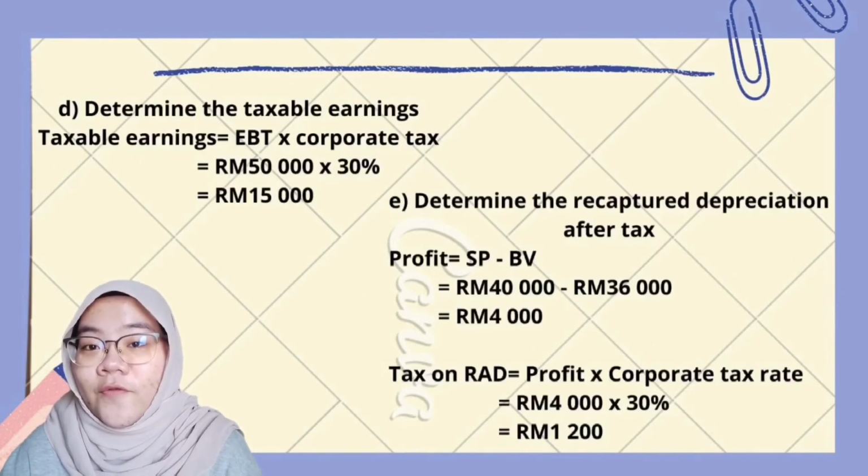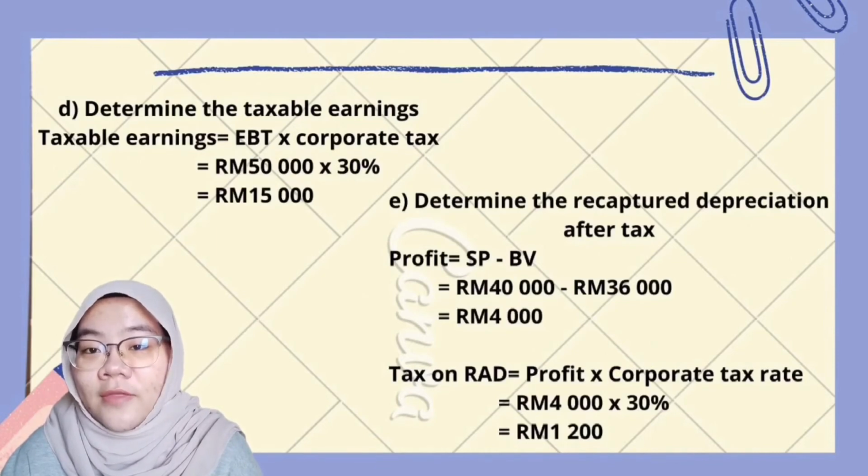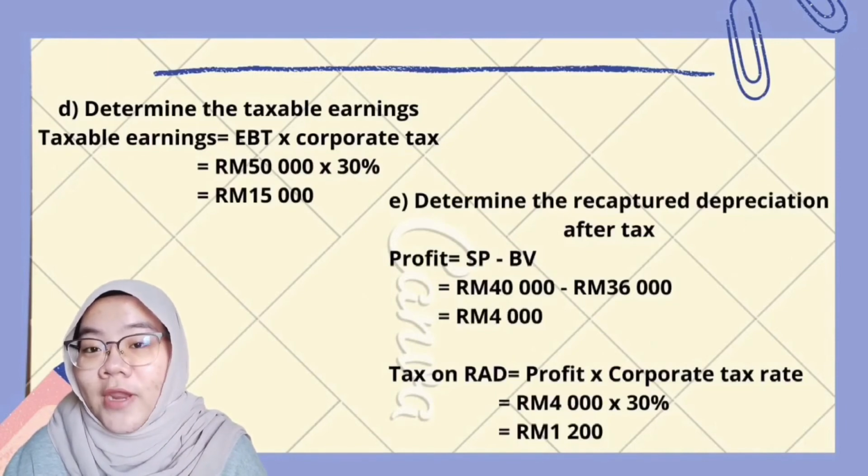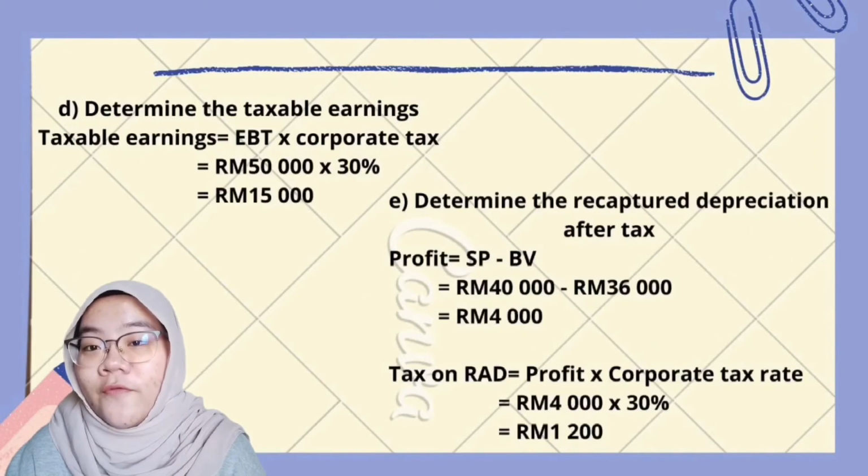Next question is determine recapture depreciation after tax. First, calculate the profit to see the amount of loss or profit, because if profit then calculate tax on RAD. The formula of profit is selling price minus book value, and then take the lowest amount between profit and accumulated depreciation or ACD.